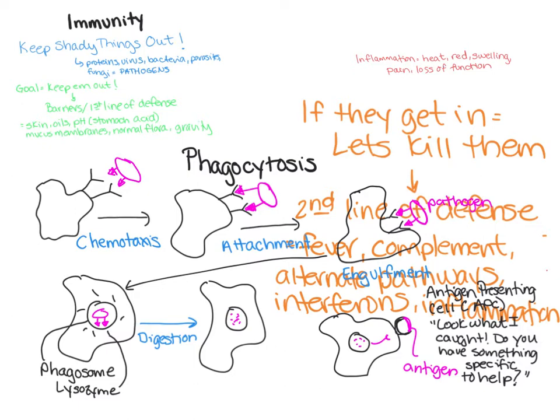So something I probably should have said before we got into phagocytosis, but the cell that is doing the phagocytosis is actually called a phagocyte. It is a type of neutrophil that we call a macrophage, and its main job is to eat things.